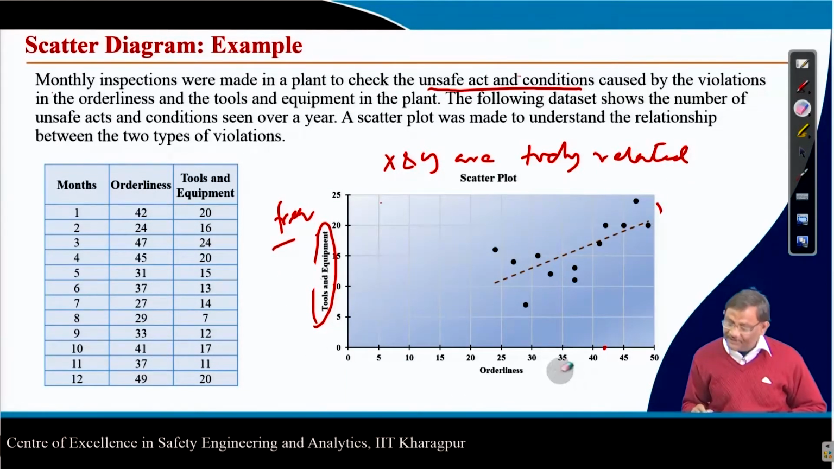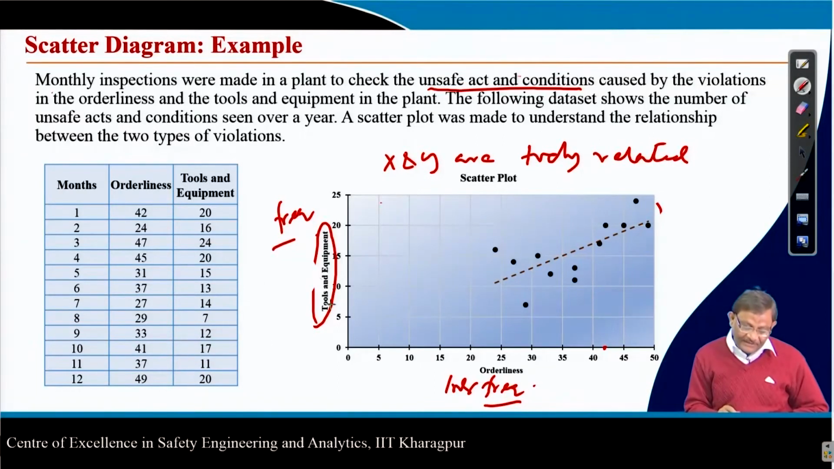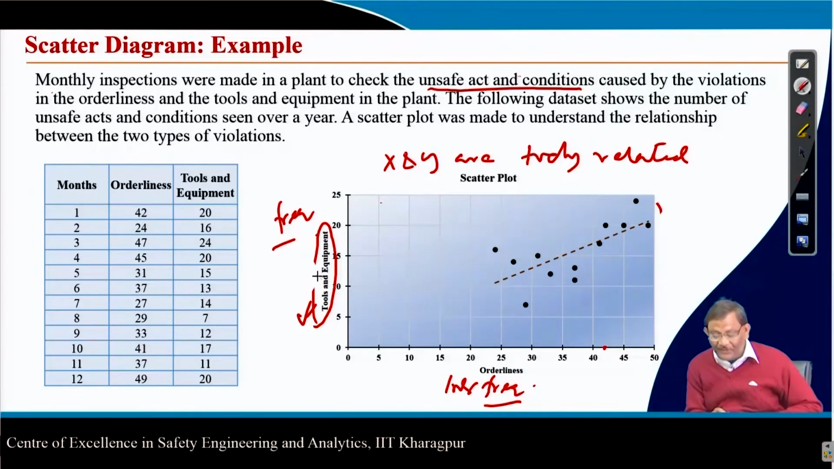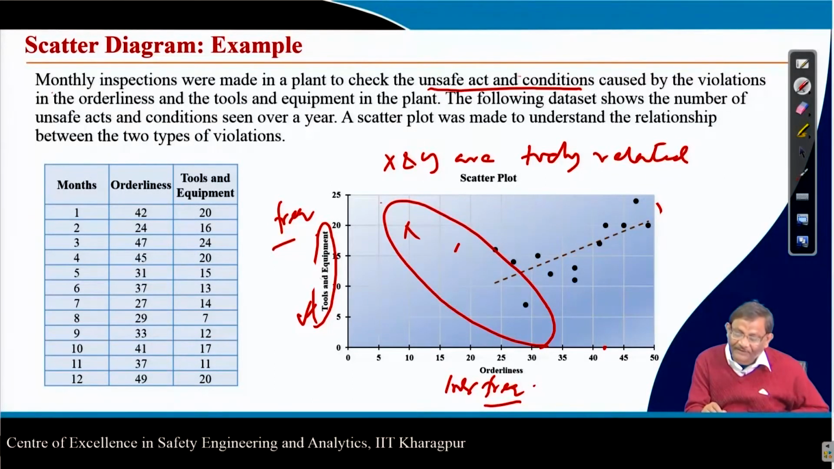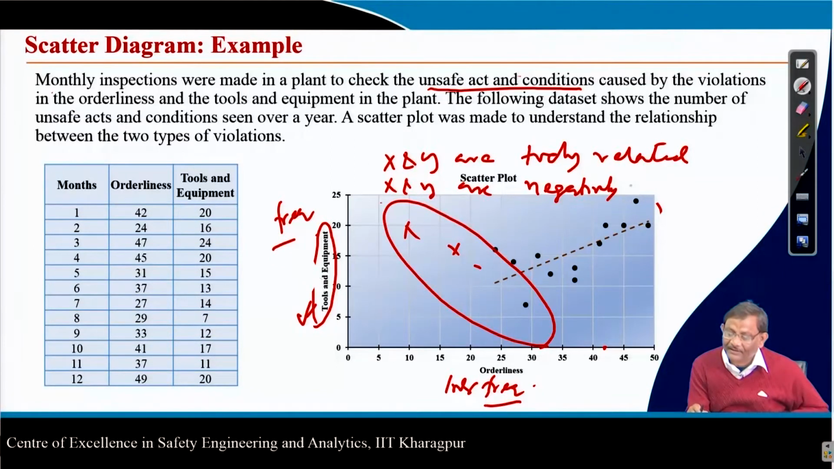Suppose on this side is inspection frequency, and on this side tools and equipment related unsafe acts. What will happen? If you increase the frequency, it is expected that the violation will decrease, because people will be more alert. So that time you may get this kind of figure. If this happens, we say x and y are negatively related.